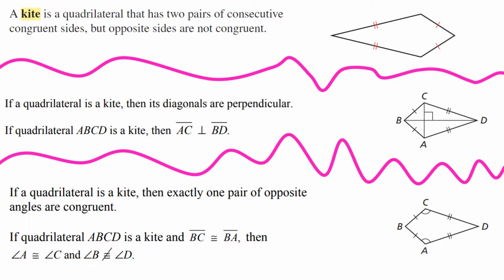Also, bottom picture, notice that if you have a kite, there's exactly one pair of congruent angles. Right? Look at the diagram, notice where they are. They're not the vertices where the congruent sides meet. They're the vertices where the two different sides meet.